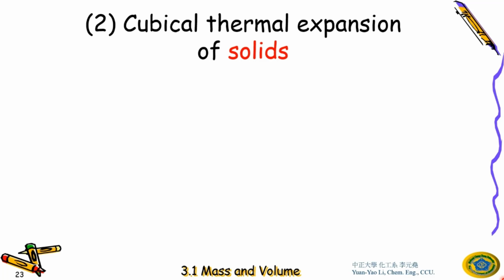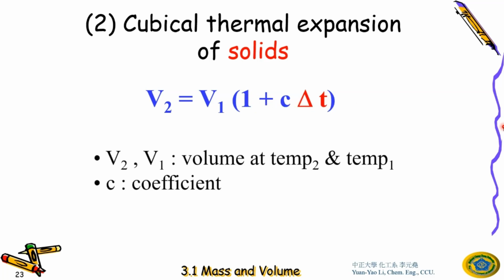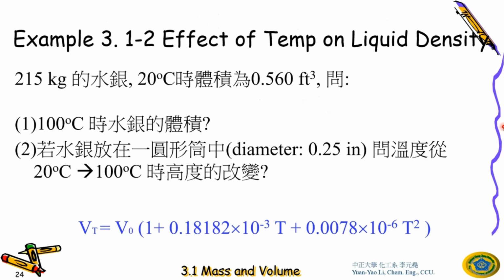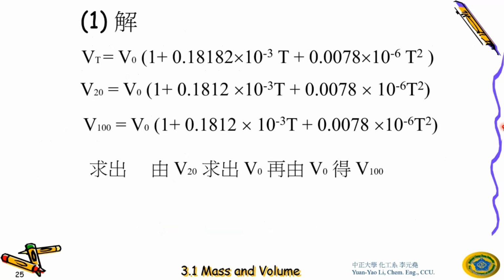So for the liquid there is an equation. For the solid we can also have some equations. This is one of the equations to represent certain solids, which is V2 equal to V1 bracket 1 plus C delta T. The definition of delta T is the difference between temperature 1 and temperature 2. And C again is a coefficient, depending on the different substance. Right, so this is the example. Again, let's skip this example and please read this by yourself.